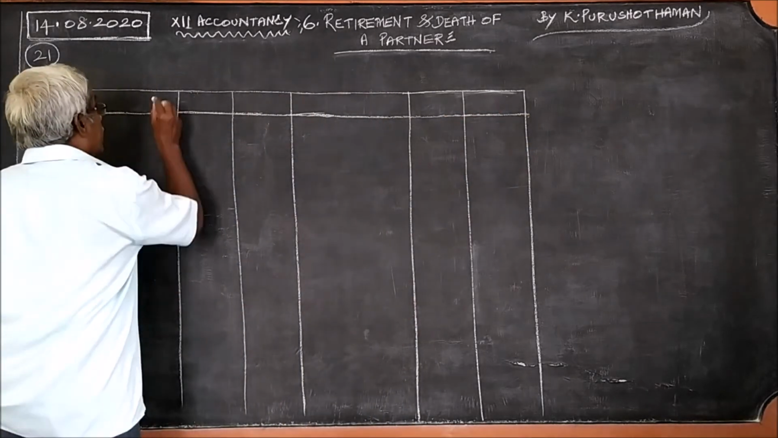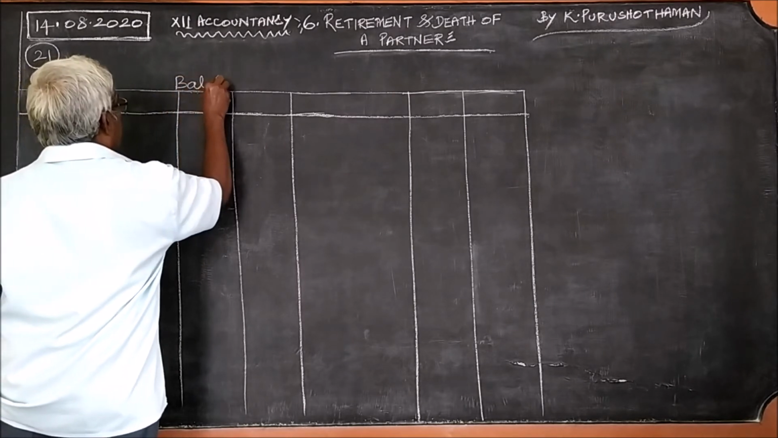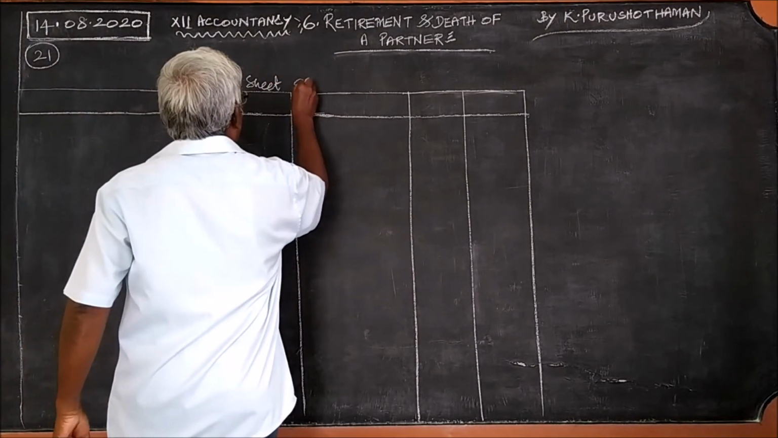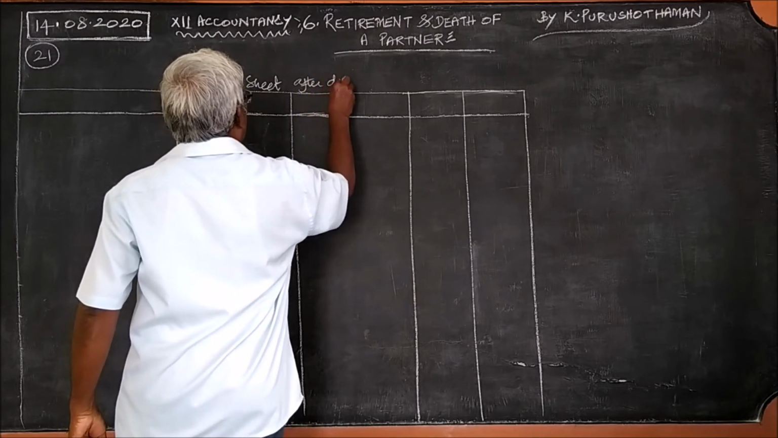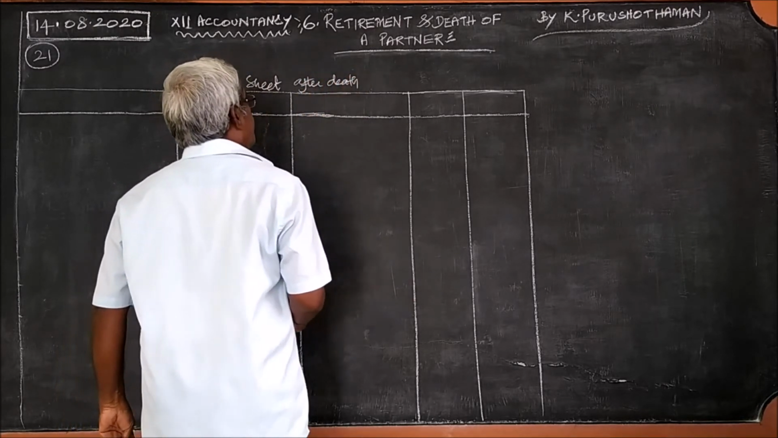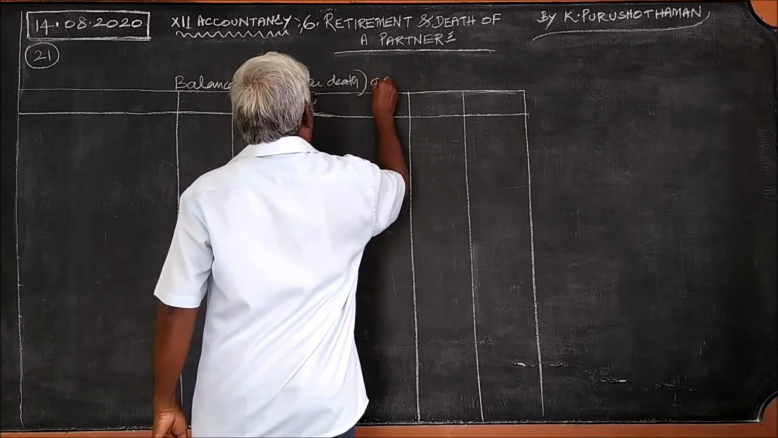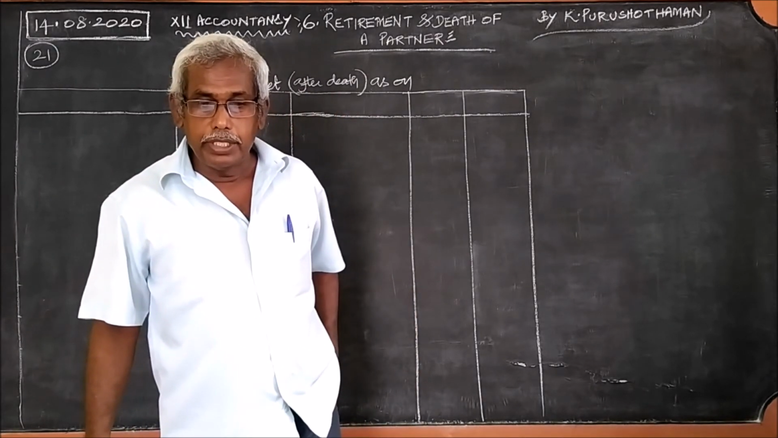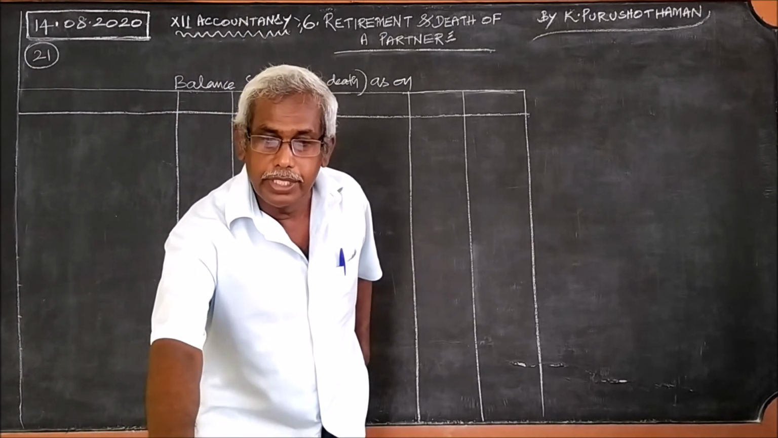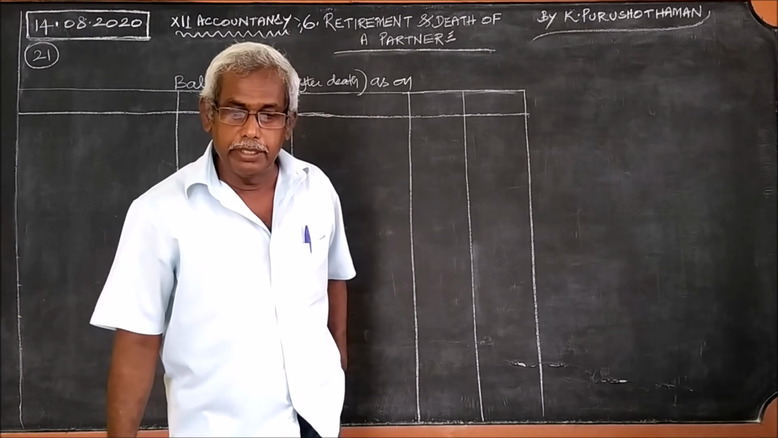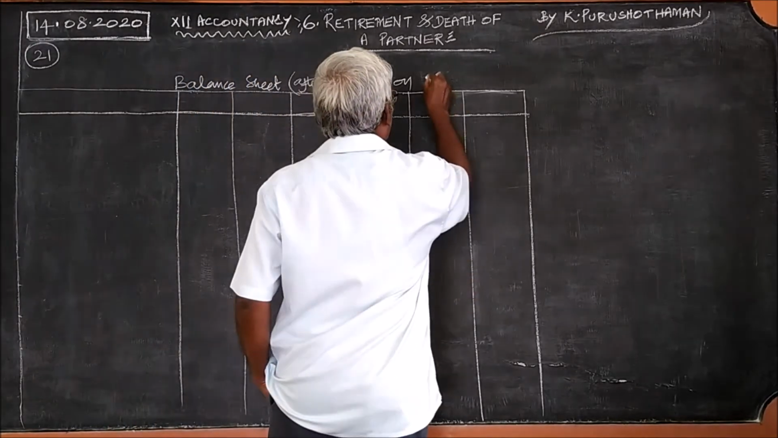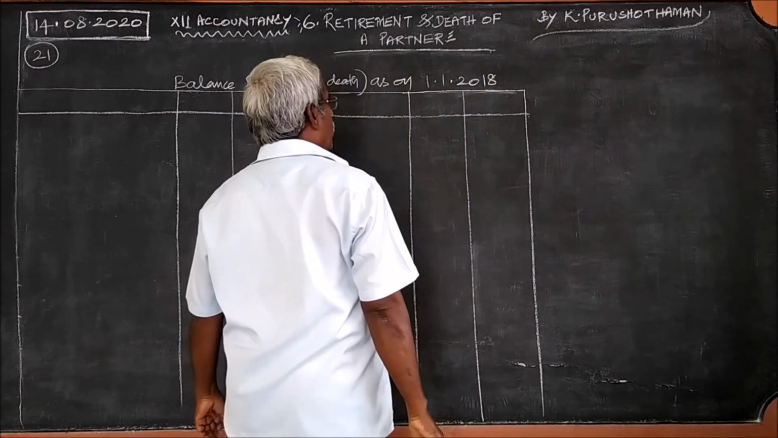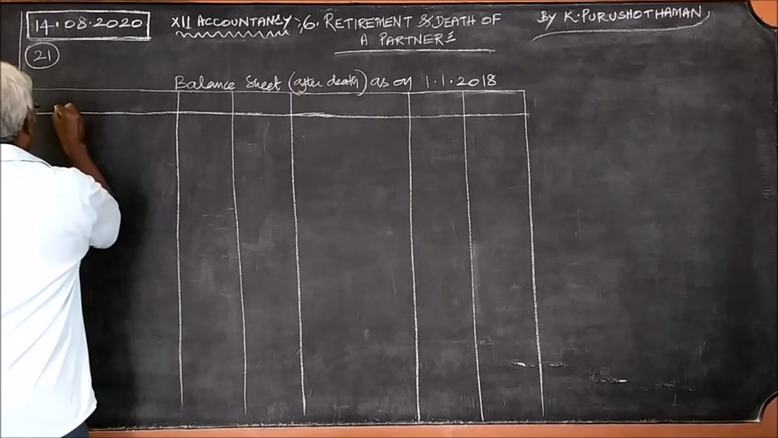This is the balance sheet. As I have said very many times, a balance sheet is a statement. Balance sheet after death of a partner. Balance sheet after death, or as on, we can write the date. Balance sheet 31st December, 1/1/2018, Madhuri died. Therefore, as on 1/1/2018, after death.